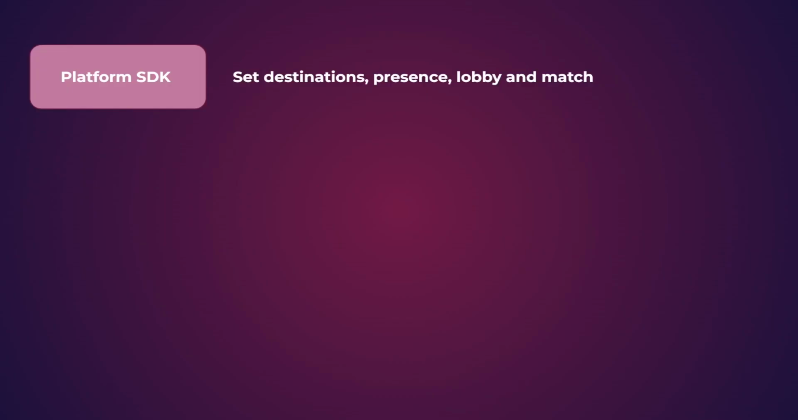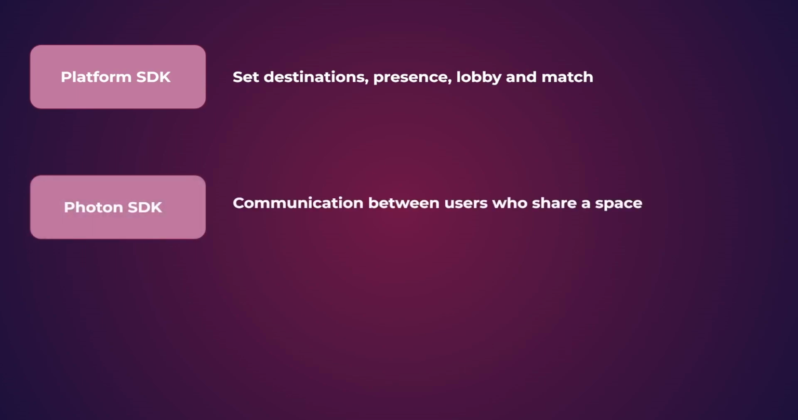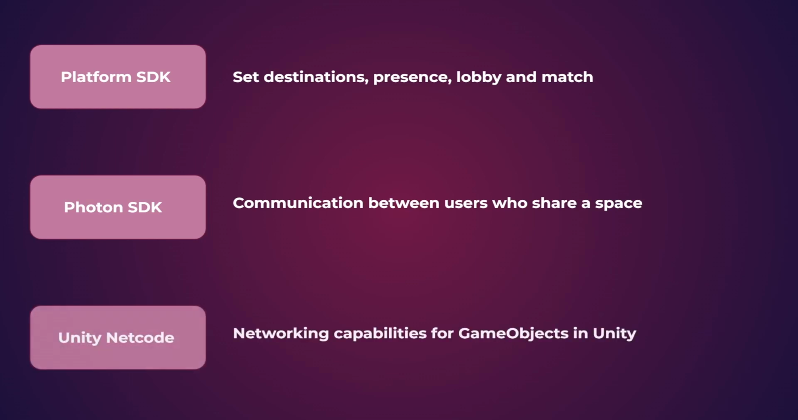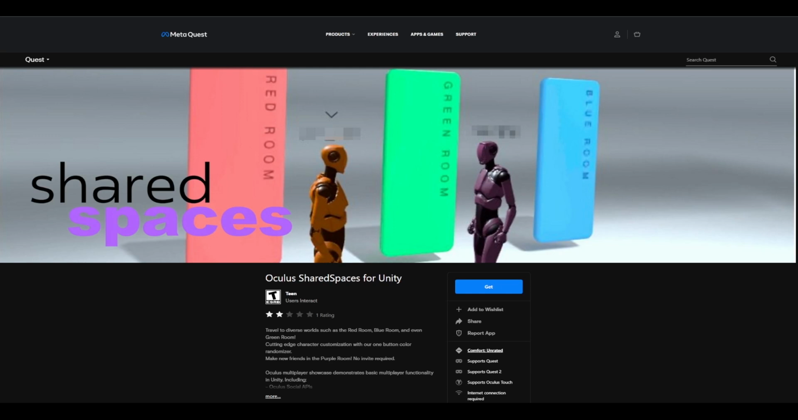The sample uses three layers of networking. Our Platform SDK, which allows us to set the destinations, presence, lobby, and match. The transport layer, Photon SDK, which is responsible for the communication between the users who share a space. And networking capabilities provided by Unity's Netcode for Game Objects SDK. So without further ado, let's go to AppLab to get the sample on our headset and try it out.